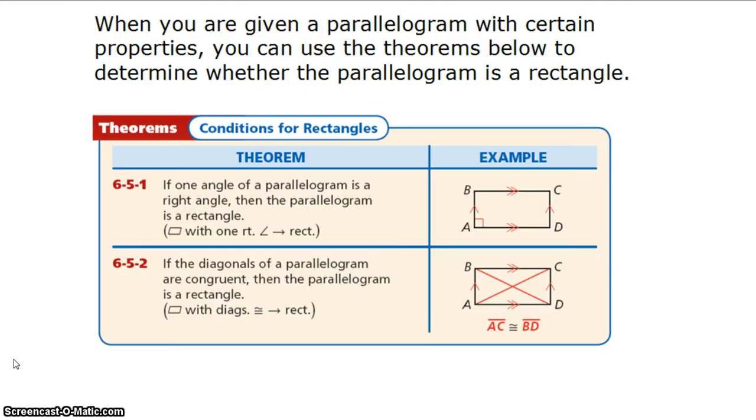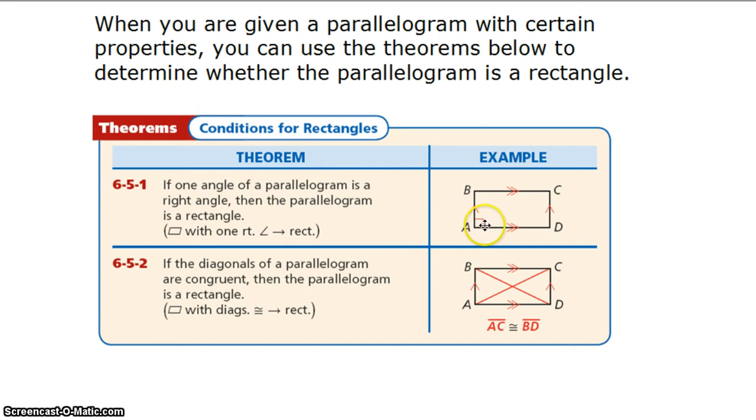So today the objective is to prove that a given quadrilateral is a rectangle, rhombus, or square. So we're going to start with conditions for rectangles. You can use these theorems to determine whether your parallelogram is a rectangle. So theorem 6-5-1, if one angle of a parallelogram is a right angle, then the parallelogram is a rectangle.